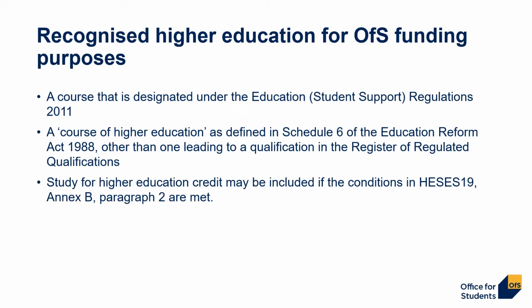Recognised higher education for funding purposes is a subset of this. It includes courses that are designated under 2011 regulations, other than those leading to a qualification in the Register of Regulated Qualifications. Credit can be included as recognised higher education if it meets the conditions in the HESA guidance.